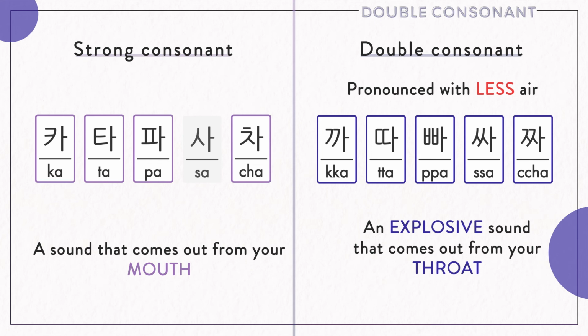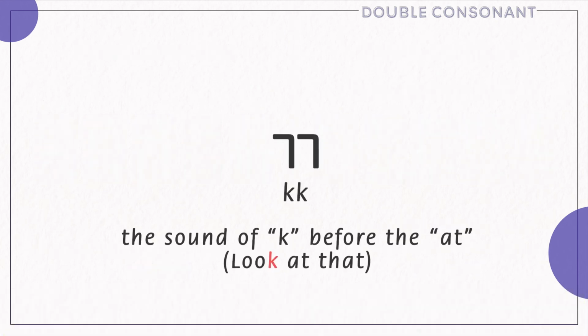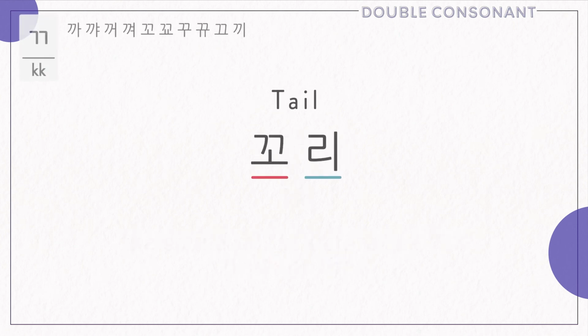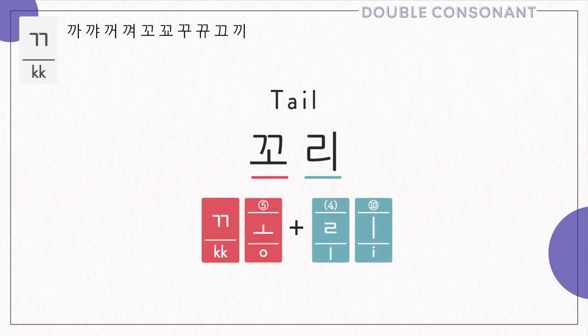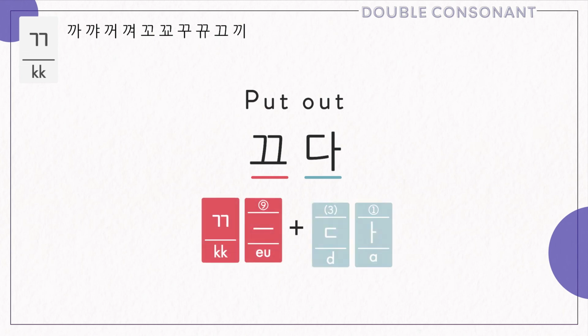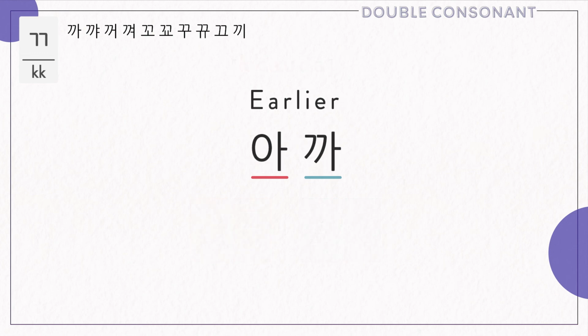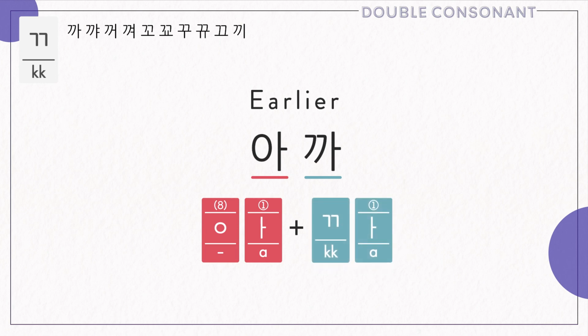So with that in mind, let's practice some words with double consonants. The first double consonant is a KK sound. As we saw earlier, tail, 꼬리 is O plus D, 꼬리. And put out, 끄다 is 끄 plus 다, 끄다. And next one is earlier, 아까, which is 아 plus 까, 아까, like this.